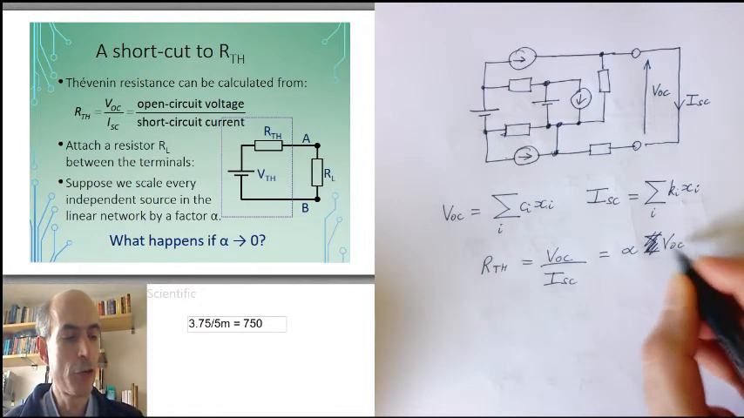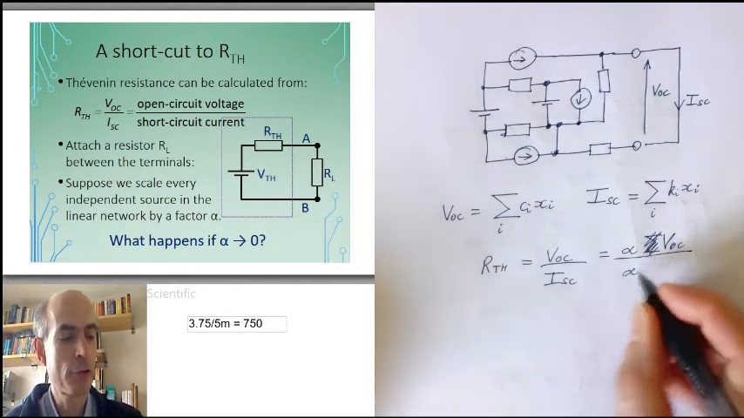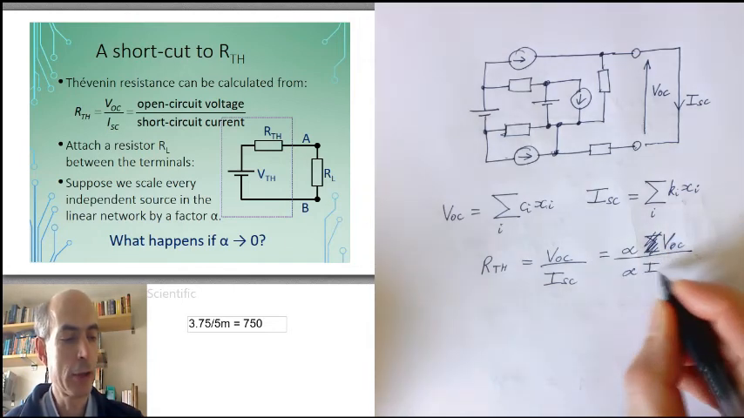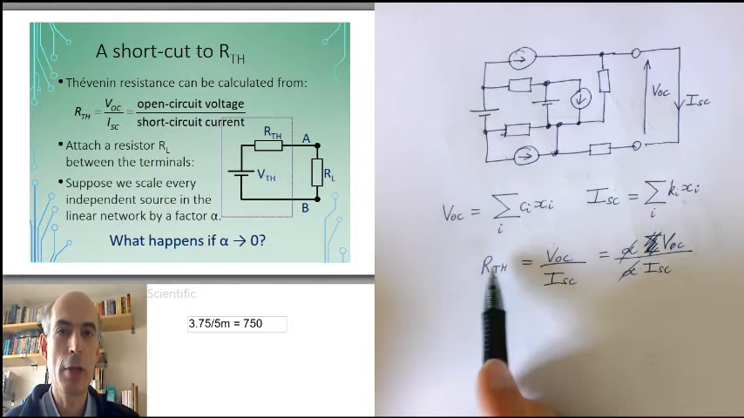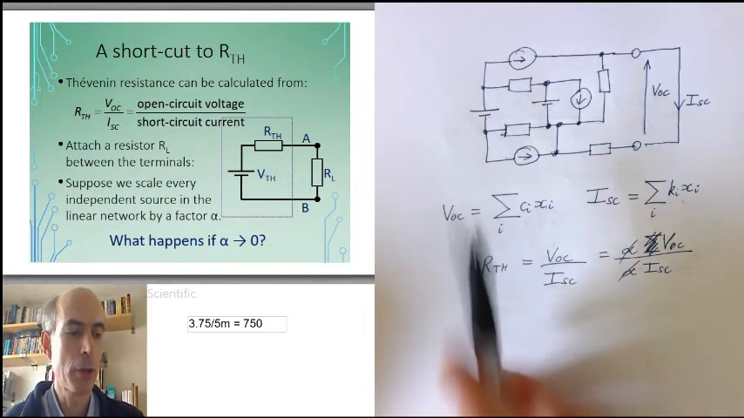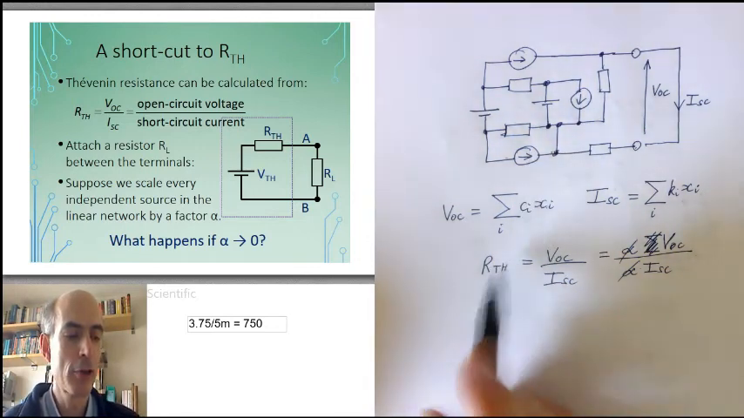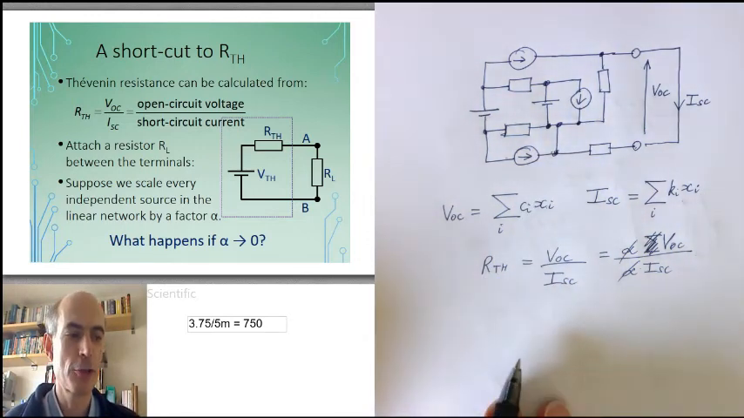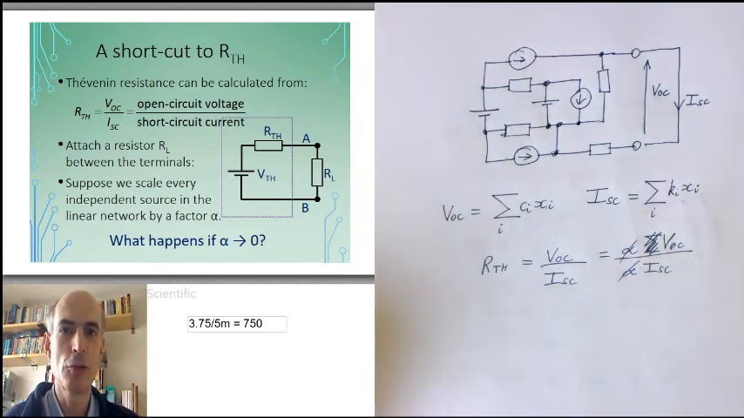Alpha times the original open circuit voltage and alpha times the original short circuit current. The two alphas would cancel out. The Thevenin resistance would not change. We can multiply all of these sources by the same factor alpha, and the Thevenin resistance does not change. Right, what happens then if alpha equals 0?